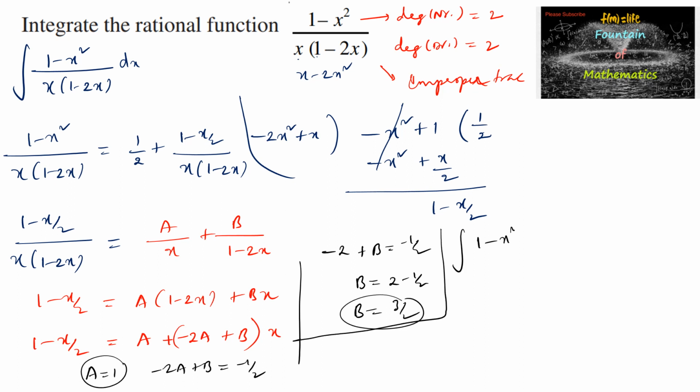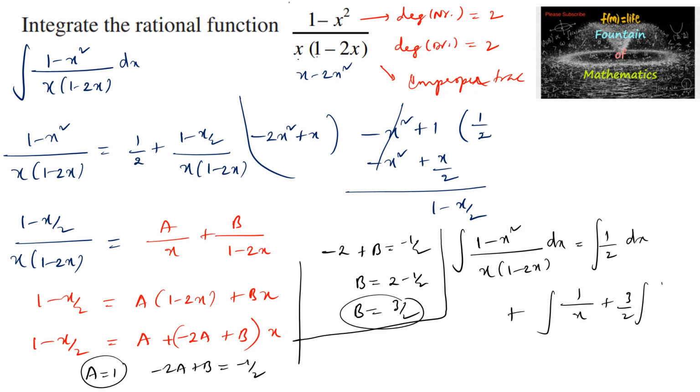Integration of (1 minus x square) upon x times (1 minus 2x) dx is equal to 1 by 2 times integral 1 by 2 dx, plus again a is equal to 1 upon x, and again b is equal to 3 by 2. So we can write 3 upon 2 times integral 1 by (1 minus 2x) dx.